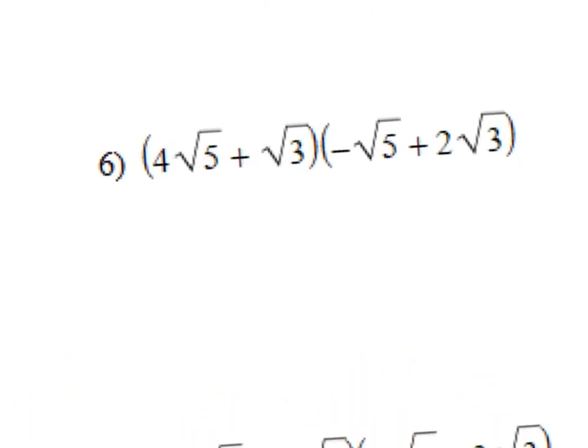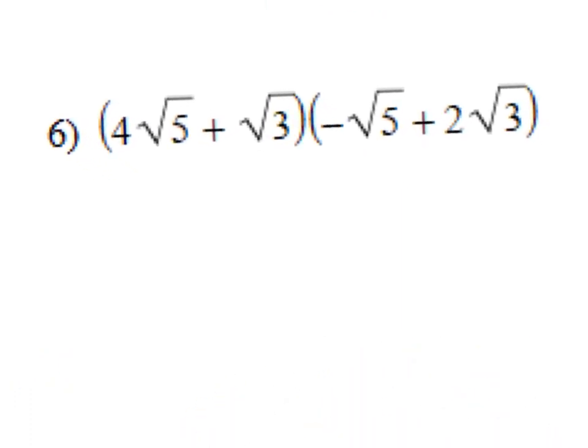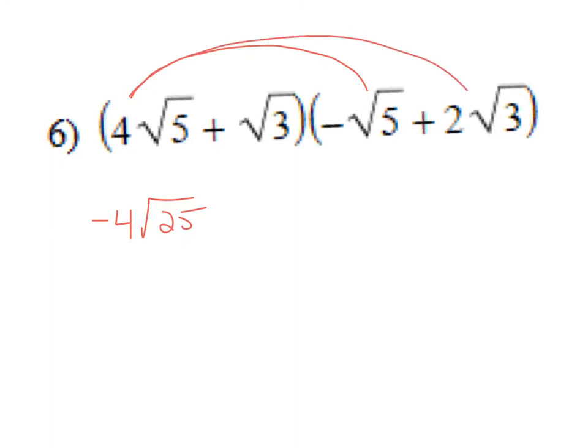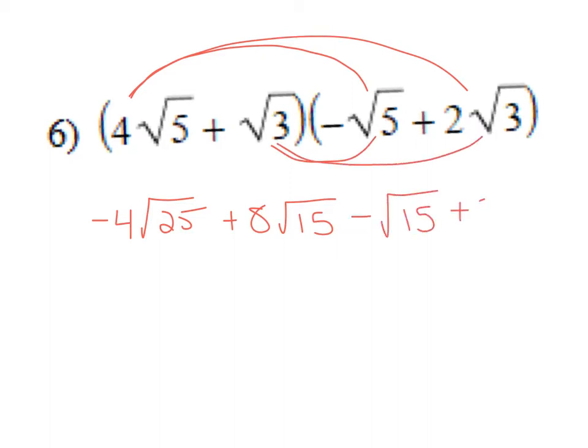Okay, number 6. Again, we're going to go ahead and FOIL this out. So I'm going to take 4 root 5 times the negative root 5 and get negative 4 root 25 plus 8 root 15 minus the square root of 15 and then plus 2 root 9. All right, so here, this is just saying negative 4 times 5, which would be negative 20. Same thing on the back side here. This is saying 2 times 3, which would be 6.